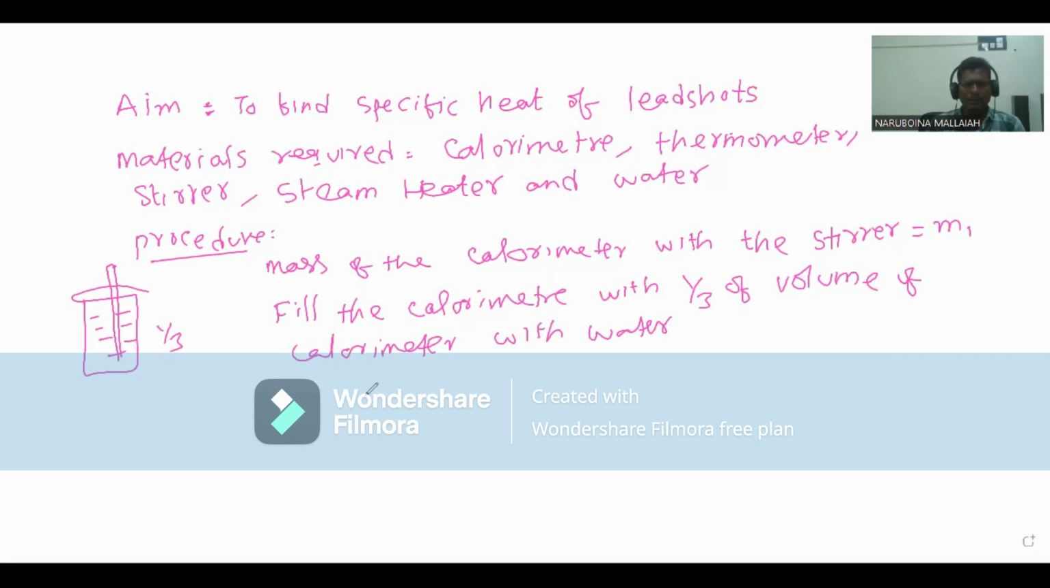Now we have to measure the mass. Here, mass of the calorimeter plus water. Say this is M2. From this, we want the mass of the water, only water mass, right? How do we calculate the mass of the water? See here.